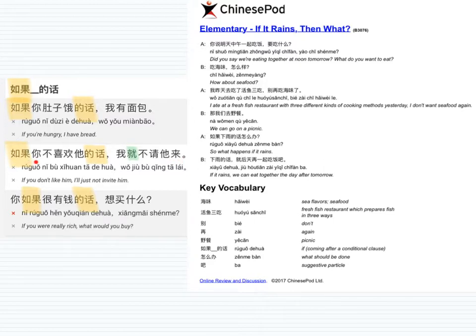The second sentence here, 如果你不喜欢他的话，我就不请他来。请 means to invite, 来 means to come. So 如果你不喜欢他的话, if it's the case that you don't like him, well then I won't invite him to come.